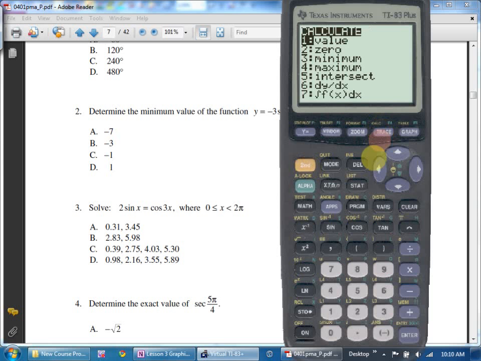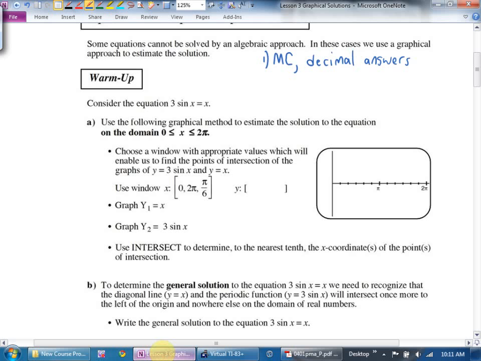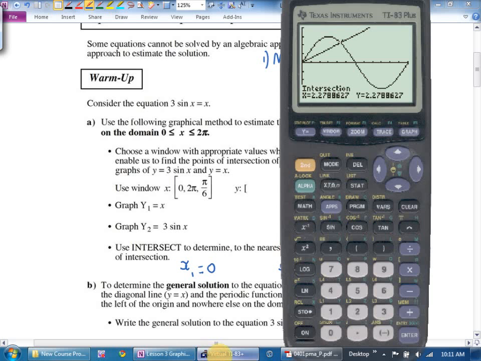Calculate, intersection. Then it asks, first curve, that is the first graph I want it to use, so I just hit enter. Then it asks, second curve, that is the second graph that I want to use, so I just hit enter. Then it wants to make a guess. I'll move my cursor close to that root there. I'm pretty sure I can tell you what the other intersection point is. What does the other intersection point look like to you? 0, 0. So I'm not going to waste my time. And I hit enter. 2.278. We have x1 equals 0, x2 equals, they only said to the nearest tenth, even easier, 2.3.